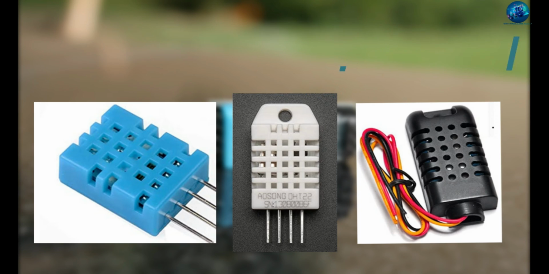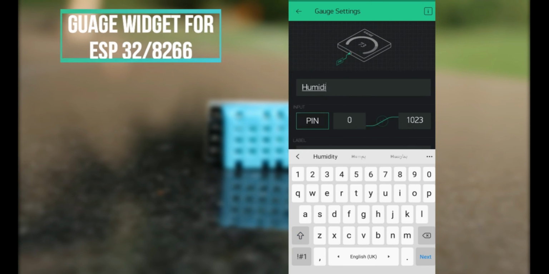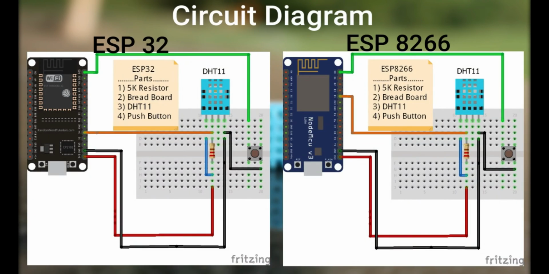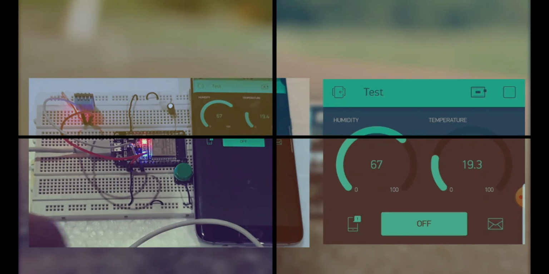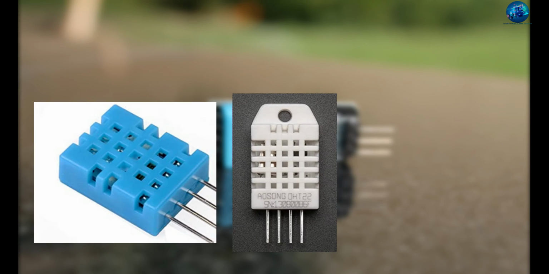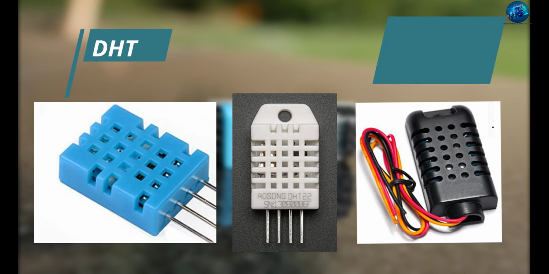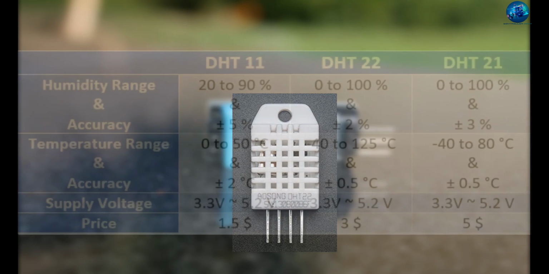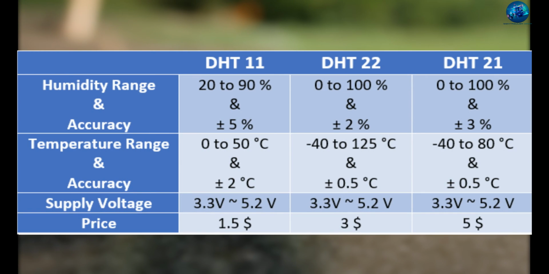In this video, we will have a quick review on DHT sensor series by setting the Blynk dashboard, and finally, after uploading the code, we will have a look on working demo. These are the three sensors commonly available in the market for measuring humidity and temperature. If we compare these three sensors, we can conclude that DHT22 is more accurate and perfect for the use, but in this project, I am going to use DHT11.